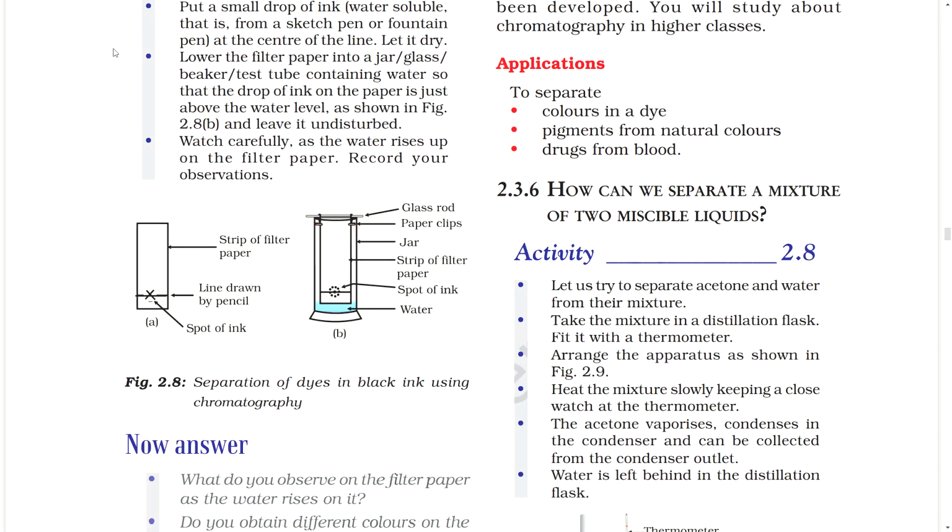Strip of filter paper, line drawn by pencil, a spot of ink. Glass rod, paper clips, jar, strips of filter paper, a spot of ink, water. Separation of dyes in black ink using chromatography.